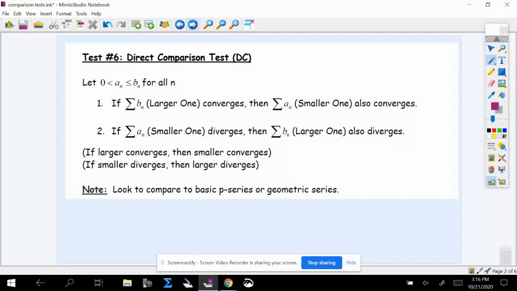So here is the first test. This is test number 6. I am numbering; there will be 10 total. We've done 5 so far. This test is called the direct comparison test. I often just abbreviate it DC for direct comparison.